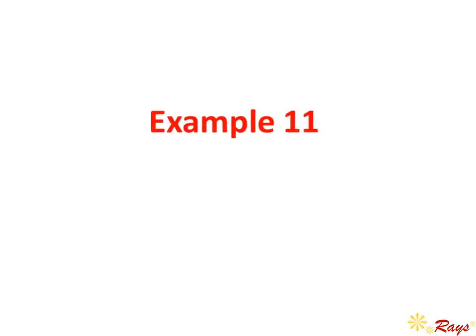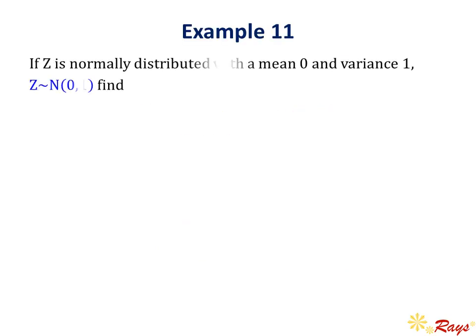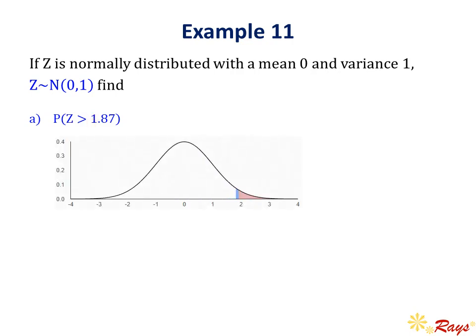Let us now look at example 11. If Z is normally distributed with a mean 0 and variance 1, so Z is said to be standard normal distribution with mean 0 and variance 1. A. Find the probability of Z greater than 1.87. From this curve, we can see that the area for Z greater than 1.87 is at the right hand tail, so we can refer to the standard normal table to find the probability.